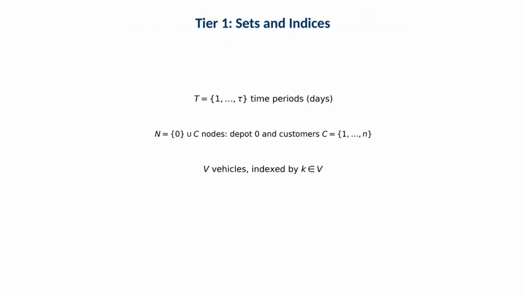This slide lists the sets and indices. We track a set of time periods, a set of nodes that includes the depot and the customers, and a set of vehicles. These sets define the scope of the planning problem and make it clear that the model is multi-period and network-based, not a single-day routing snapshot.